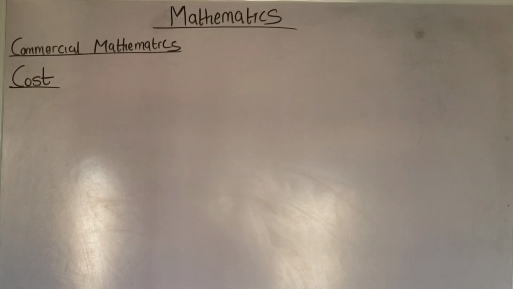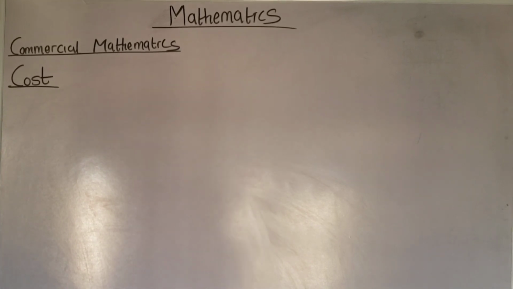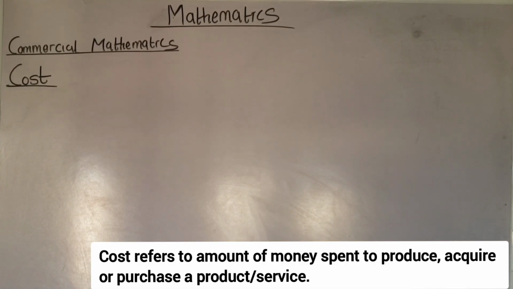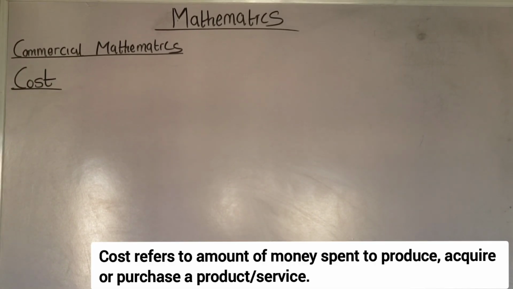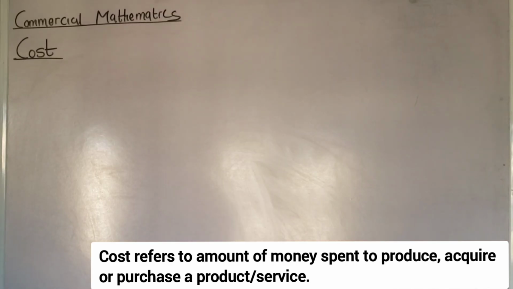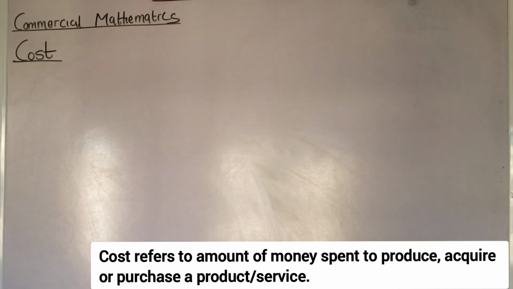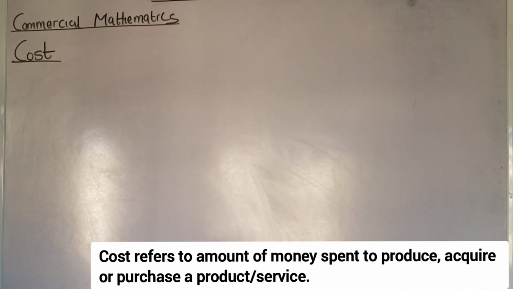In today's class, we're going to look at another basic concept in commercial mathematics known as cost. What exactly do we mean by cost? Cost refers to the amount of money spent to produce, acquire, or purchase a product or a service. It refers to the expenses that you incur when you want to acquire a product or someone wants to render a service to you. You understand?